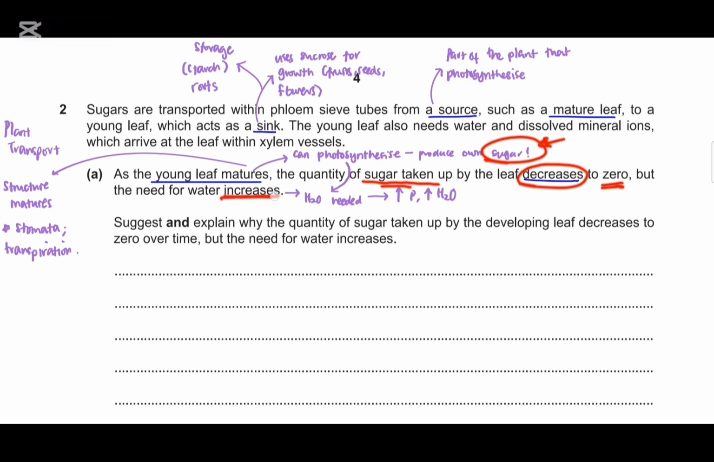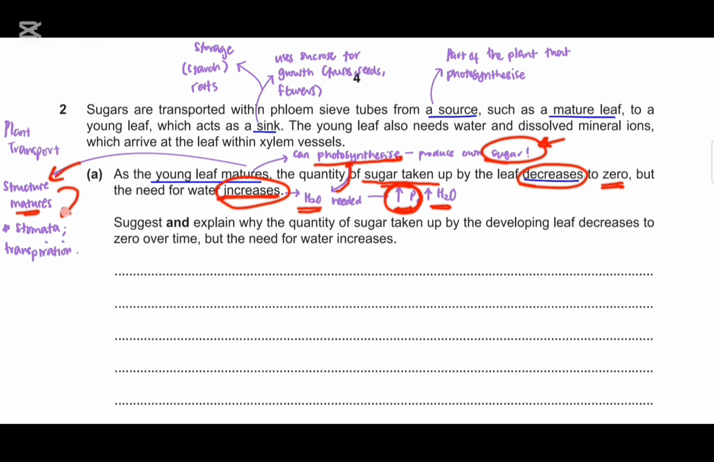Now, how do we link to that knowledge? Going back to why water is needed: water is needed for photosynthesis. If the young leaf is already mature, it can start to photosynthesize. Water is the substrate for photosynthesis, so when there is an increased rate of photosynthesis, there is an increase in the water uptake needed. Why does the photosynthesis rate increase? Because as the young leaf's structure matures and is fully developed, it has a lot of stomata as well.